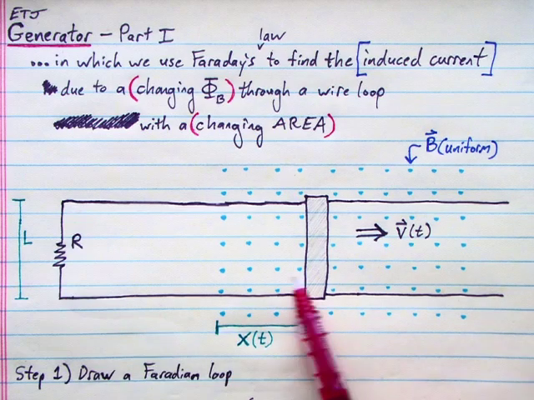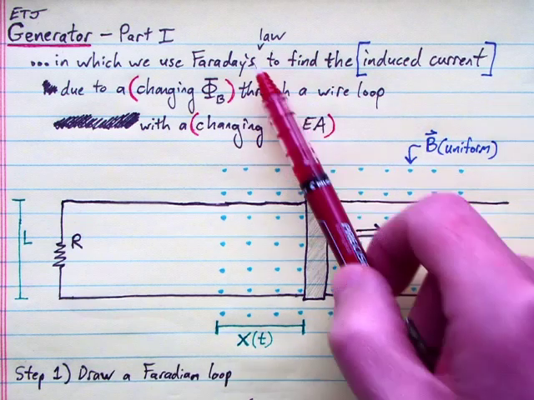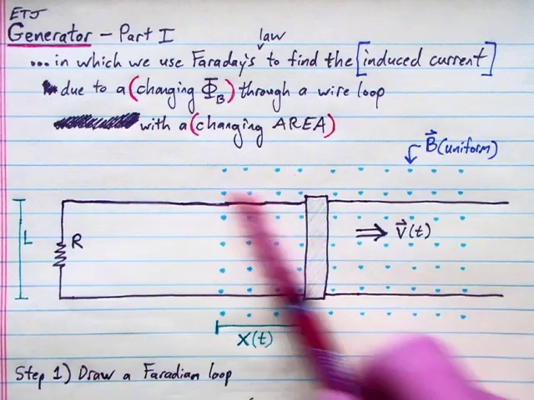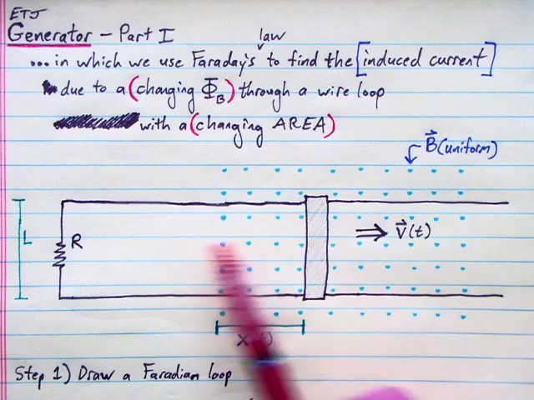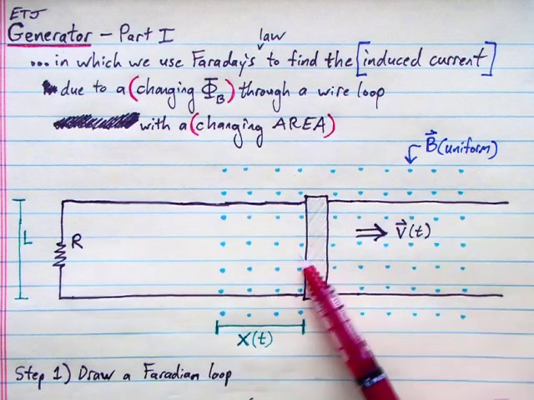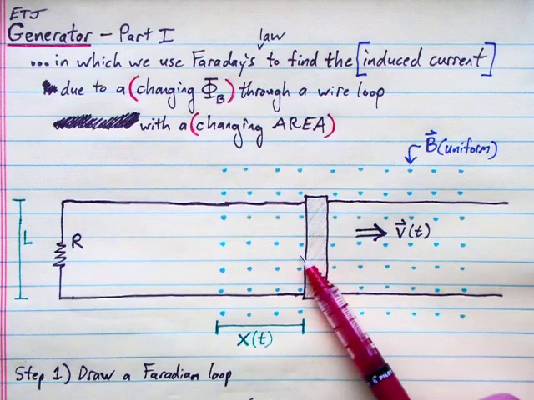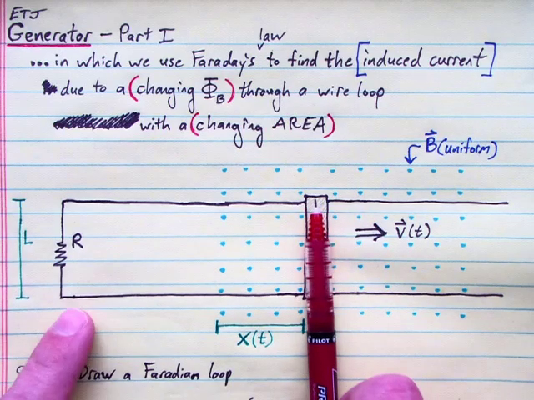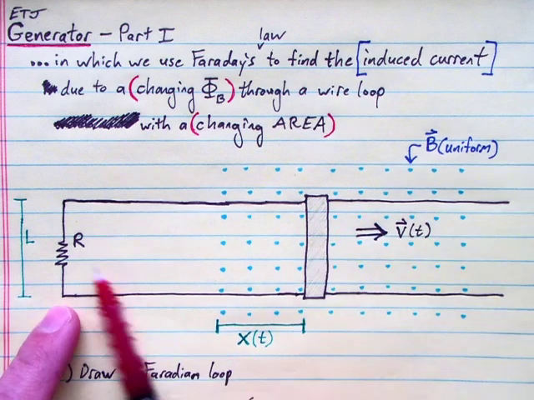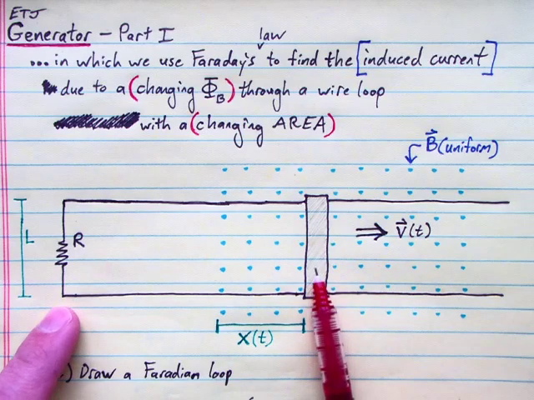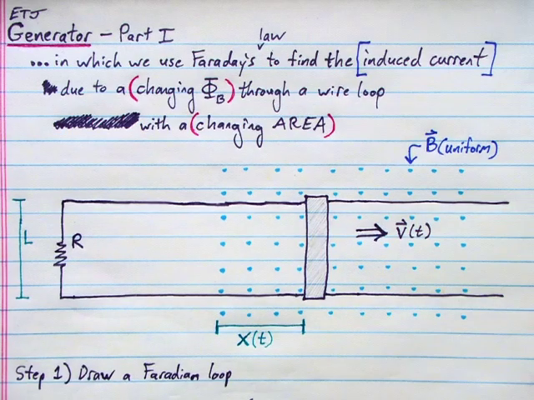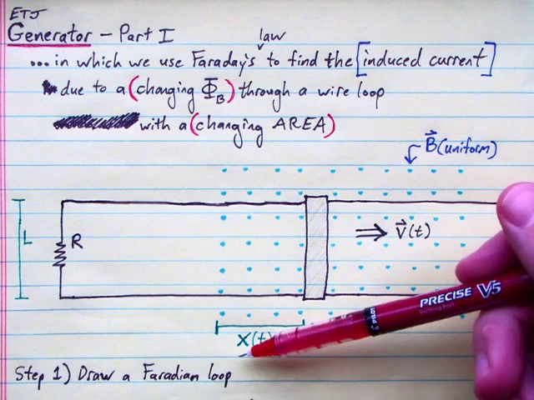a circuit. So I'd like to use Faraday's law to find the induced current in this loop here due to the changing magnetic flux through this loop. And that flux will be changing through the loop because the area of the loop will be changing. As the bar slides to the right, the area here will be increasing, which will lead to an increasing magnetic flux. Okay, so let's start by drawing a Faradian loop.